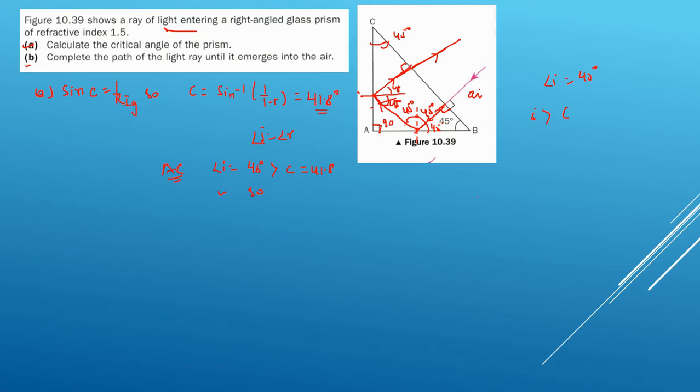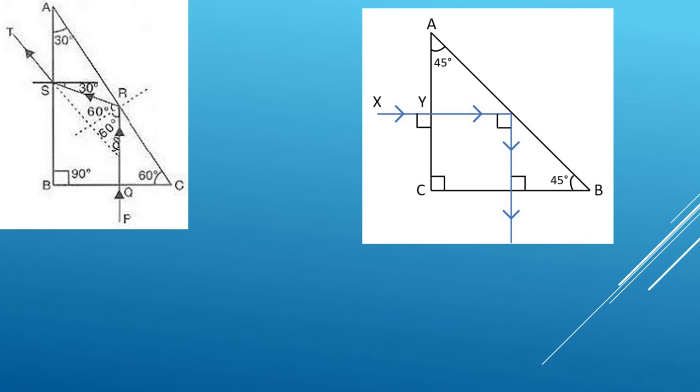I hope it is clear. So whenever you have a prism question, you have to go step by step. Now let's see the prism in a different scenario. Here you have 45 degree, 45 degree and 90 degree. What if I have a prism in category A, where you can see this is the 90, this is the 60 and this is the 30.